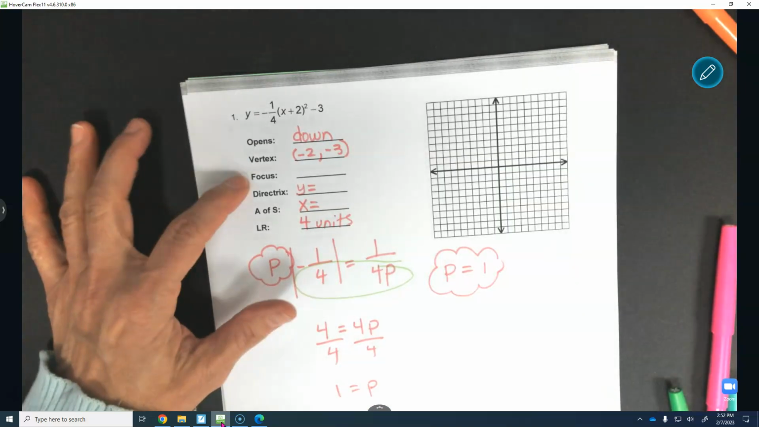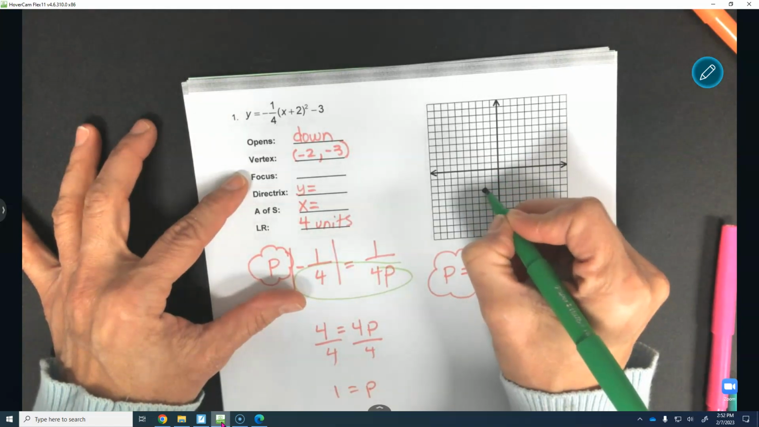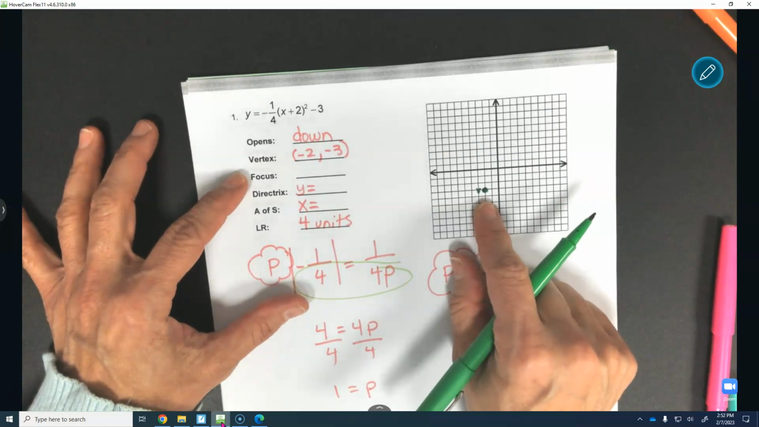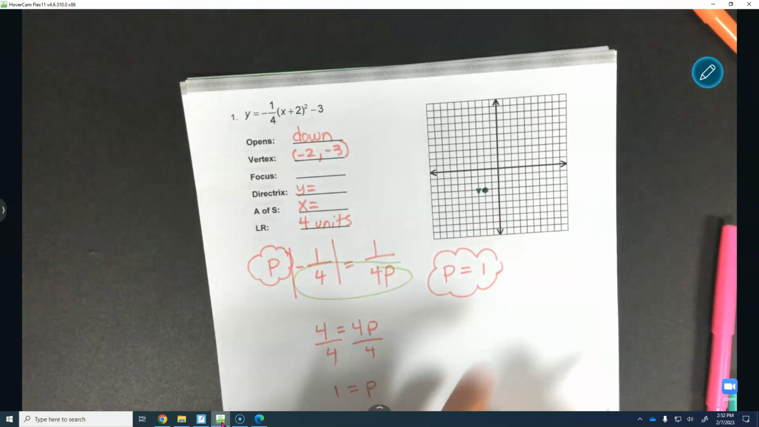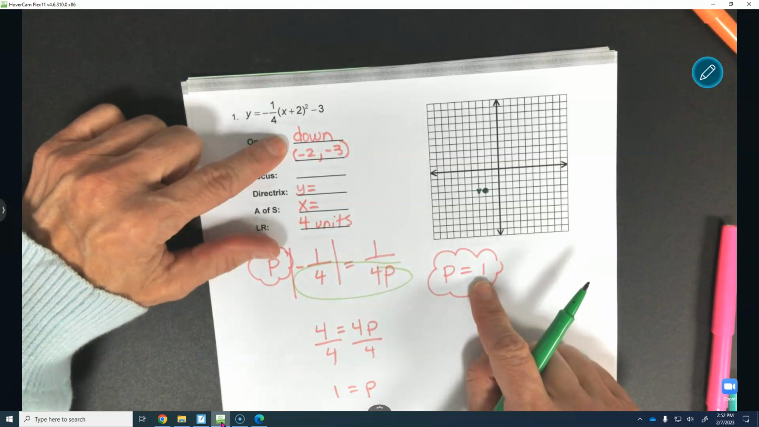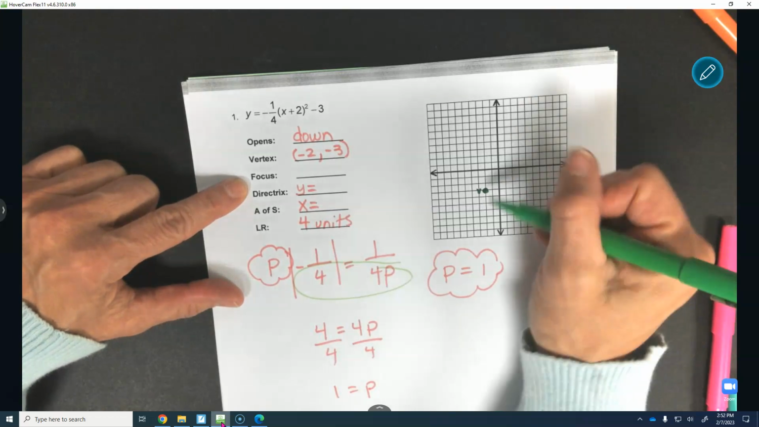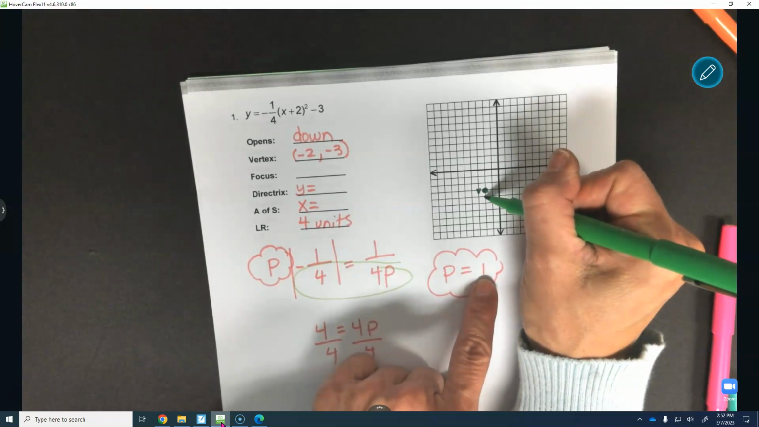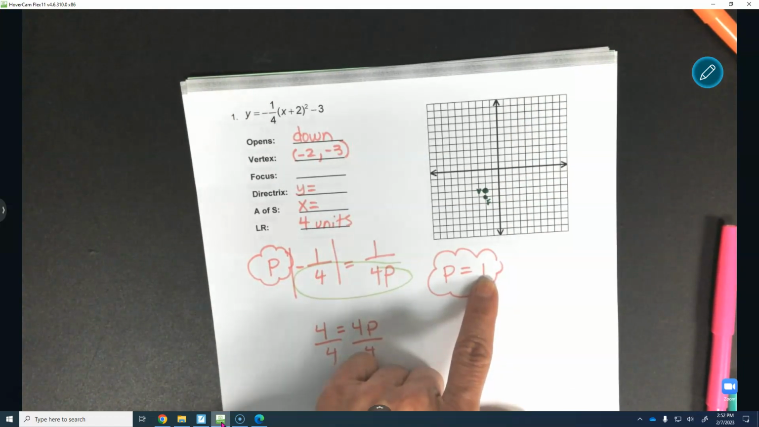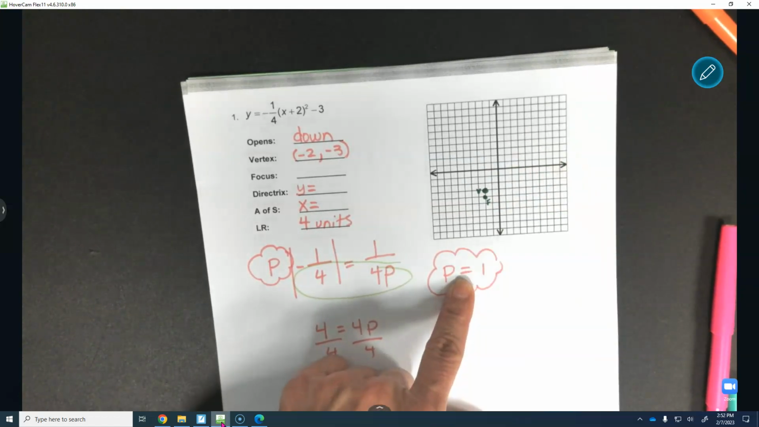Okay, let's go ahead and plot the vertex at -2, -3. All right, and guys, I'm going to put a little V there just to remind myself that's a vertex because I plot things before I draw the curve. Now remember, we have a P value of 1, and it opens down. And remember, guys, the focus is inside the curve. So from the vertex, I'm going to go this distance down, and that's the focus.